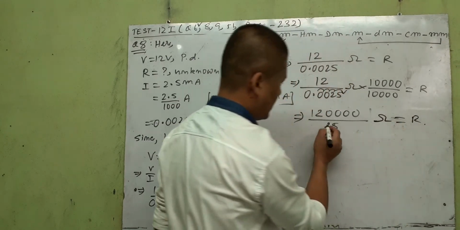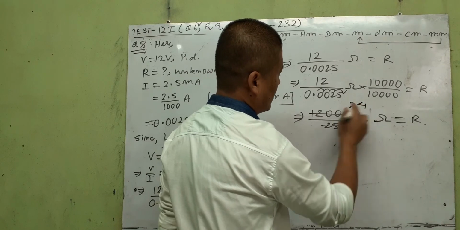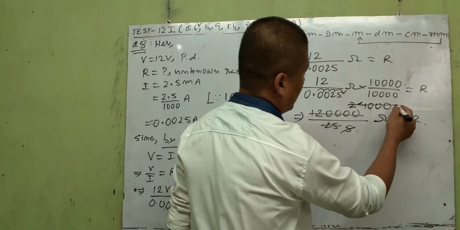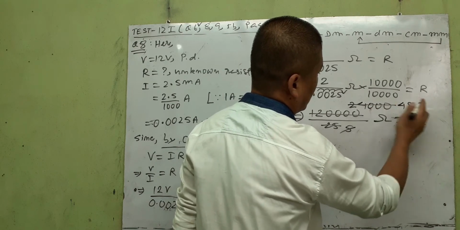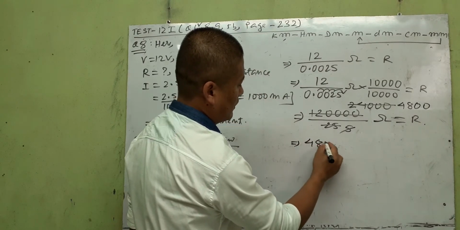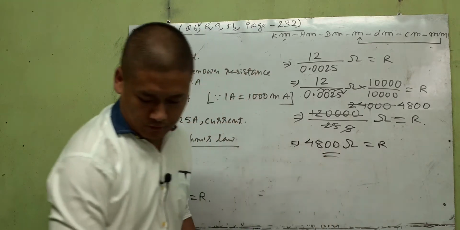So let us cancel this. 5 5s are 25, 2s are 10, 2 in hand. 5 4s are 20, 2 3. 5 4s are 20, 4 in hand. 5 8s are 40, 00. So this is going to be 4800 ohms, the value of the resistance.